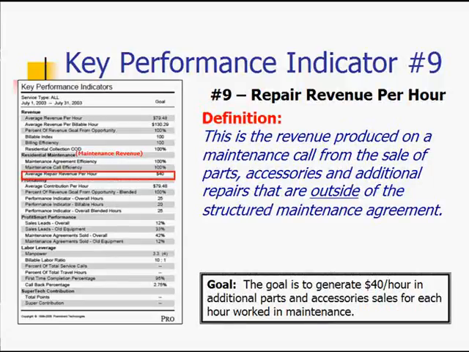The ninth key performance indicator is called repair revenue per hour. These are the extra dollars generated by your technician when he's out there doing a maintenance call. This could be in the form of additional repairs, or it could be in the form of add-on sales. The goal, as you see from the report over here, is to bring in an extra $40 per hour when he's out there doing maintenance. So we're going to add up all the income he has over and above the maintenance agreement, and we're going to compare that to the $40 per hour. This is a very easy number to hit if the technician is spending time going through the process looking for extra repairs.